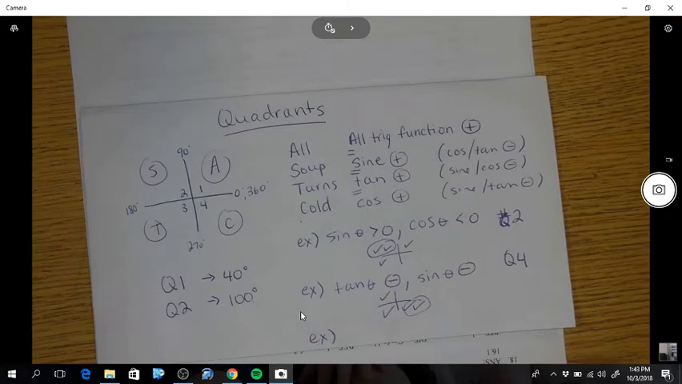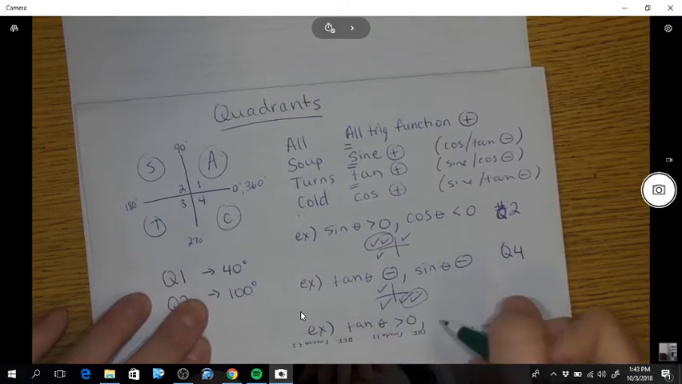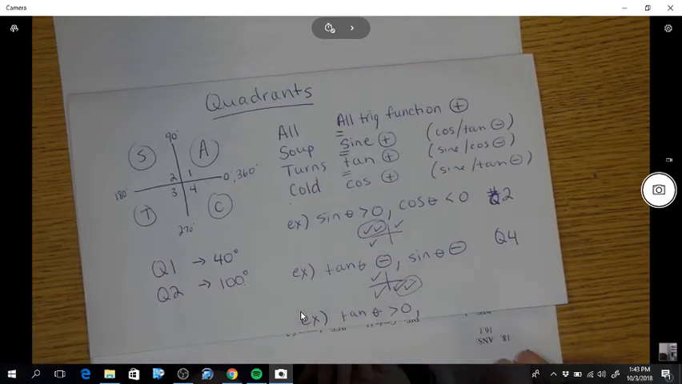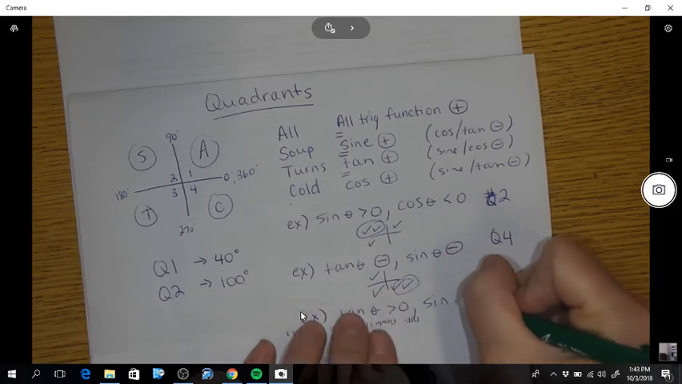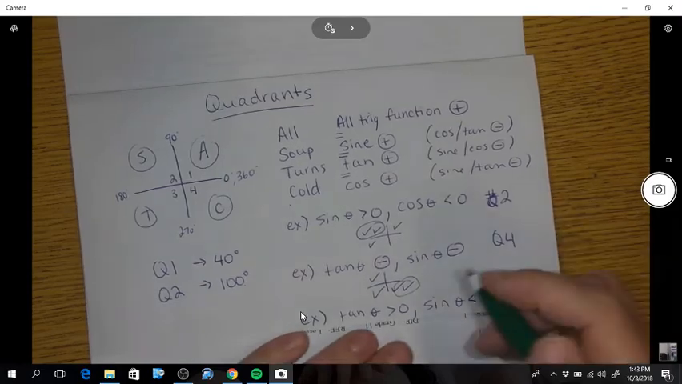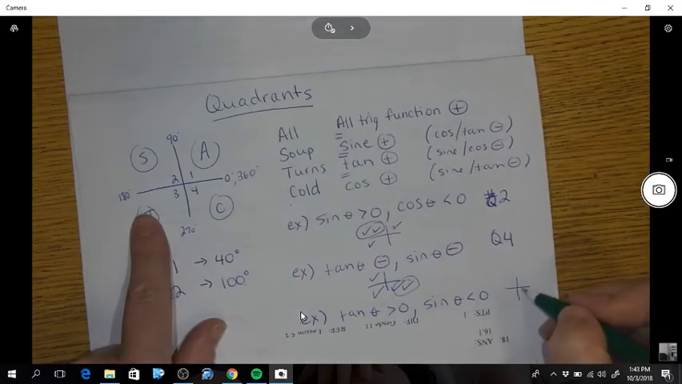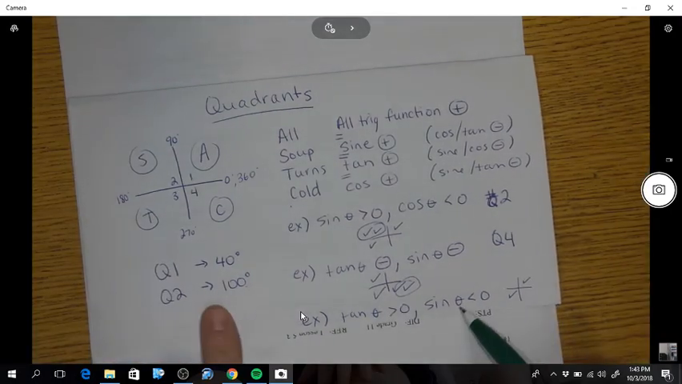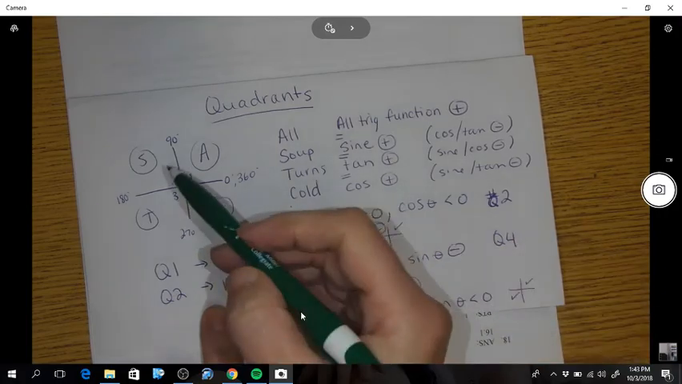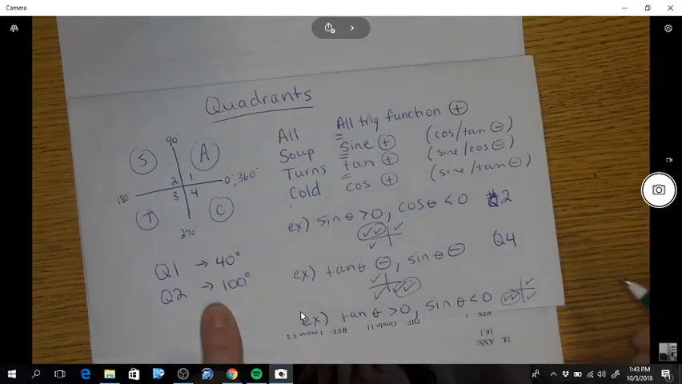Okay, I'll do one more. Where is tangent of the angle greater than 0 and the sine of the angle less than 0? Okay, so tangent greater than 0, positive, would be in those two quadrants. So we're either there or there, but sine has to be negative, right? Less than 0, negative. So sine is positive on the top, so it's negative on the bottom. So therefore I'm in quadrant 3.